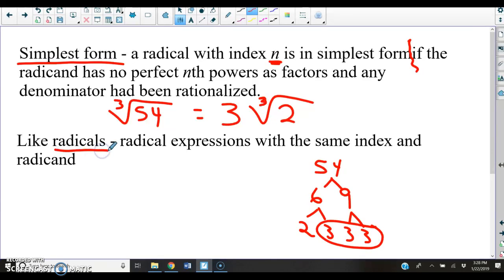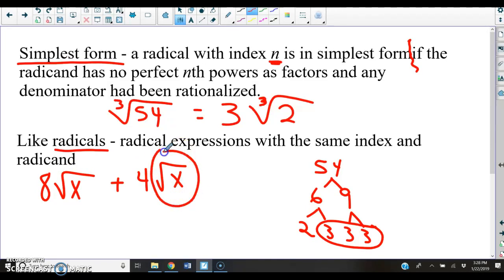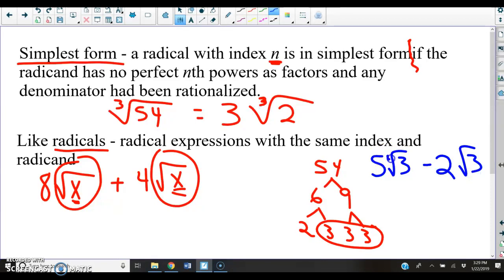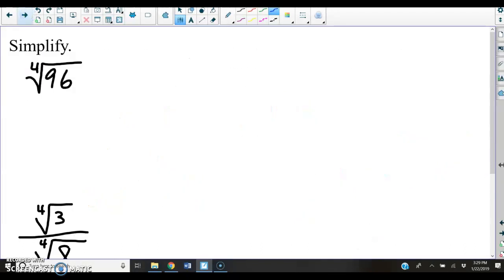Okay, like radicals, so much like terms. If we have 8 square roots of x plus 4 square roots of x, the square root is the same. It's not square root or cube root. The radicand, in this case x, is the same. But this could also be like 5 square roots of 3 minus 2 square roots of 3. Or we can call them 4th roots. I don't care. As long as the index is the same and the radicand, the number inside, is the same. Or it can simplify to the same. You'll see some examples, I'm sure.